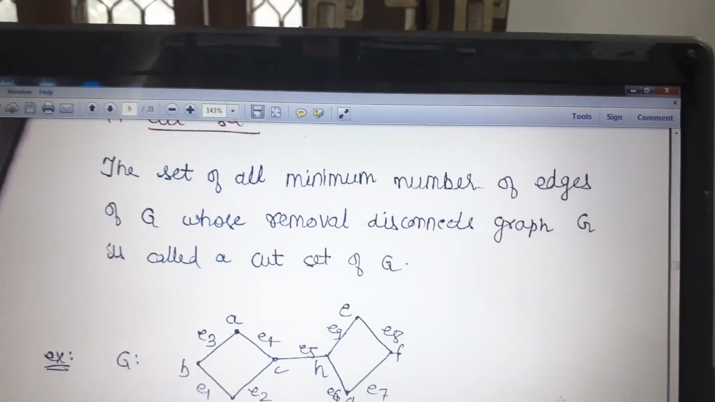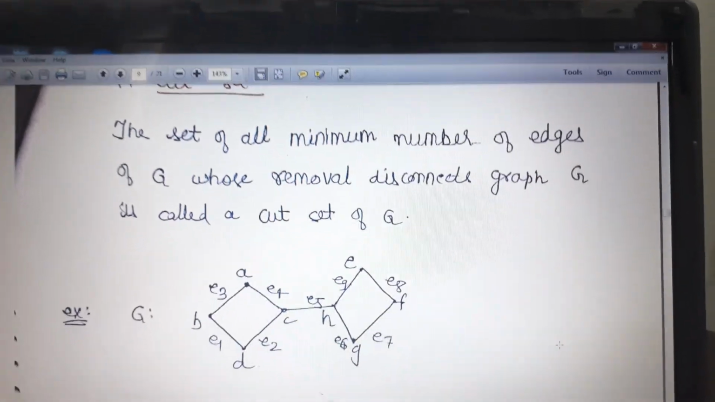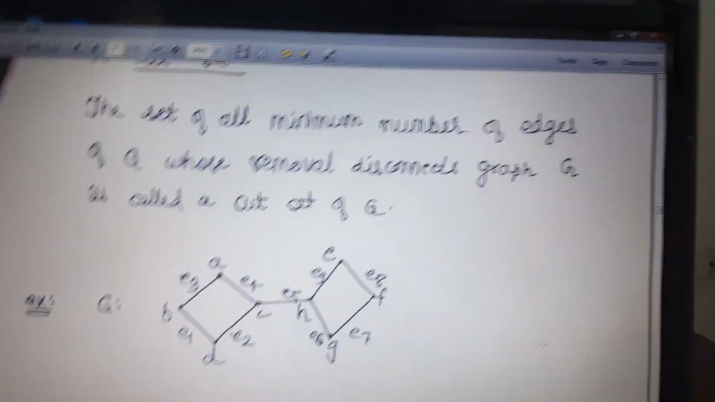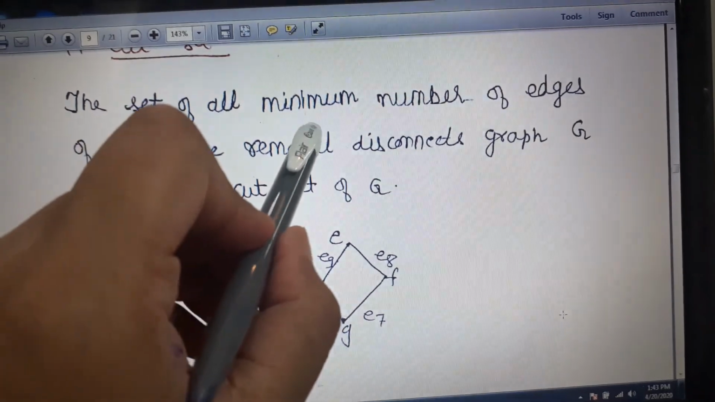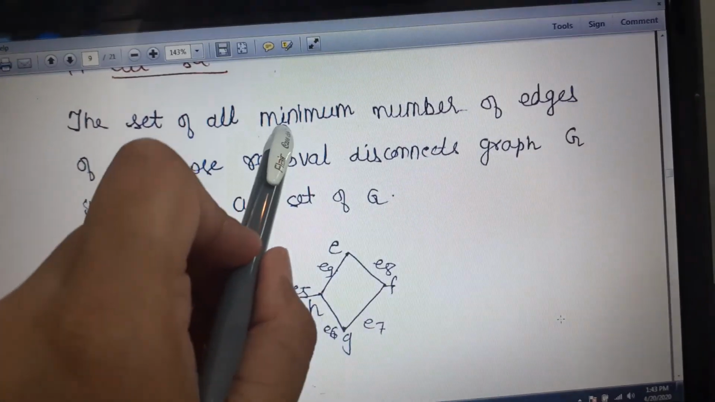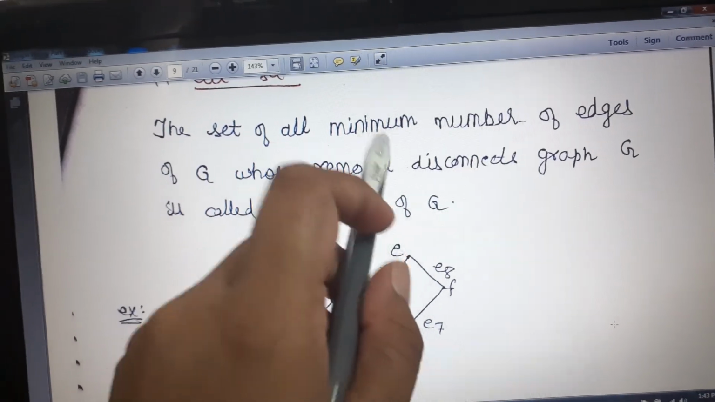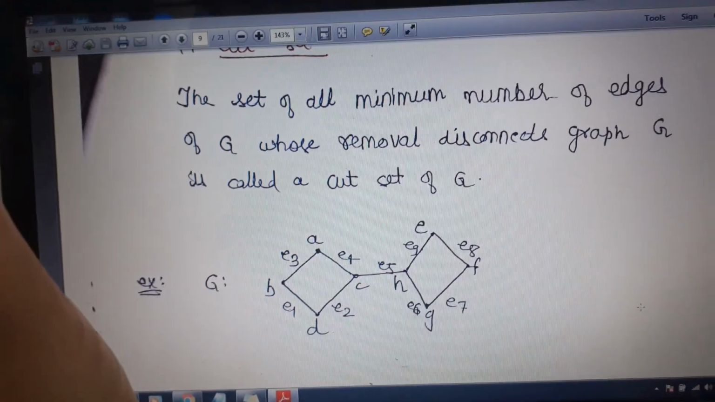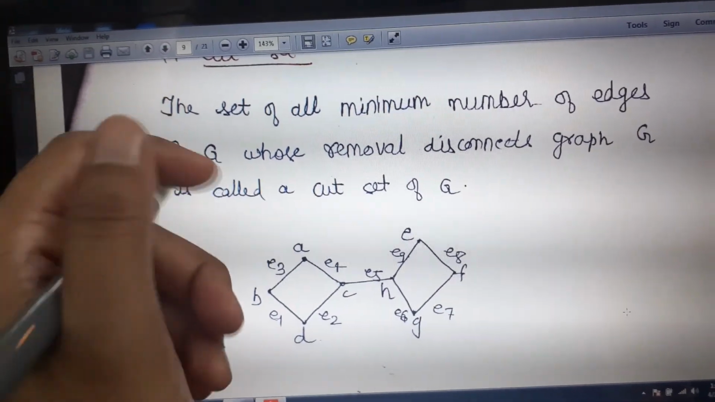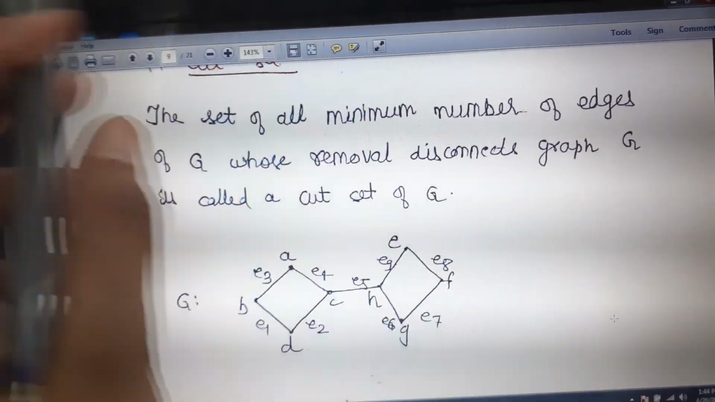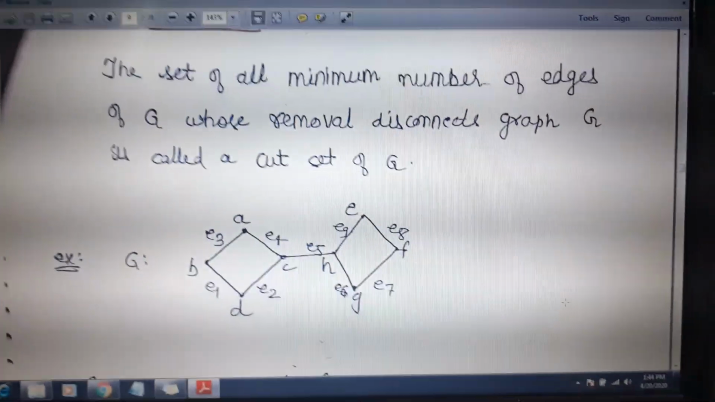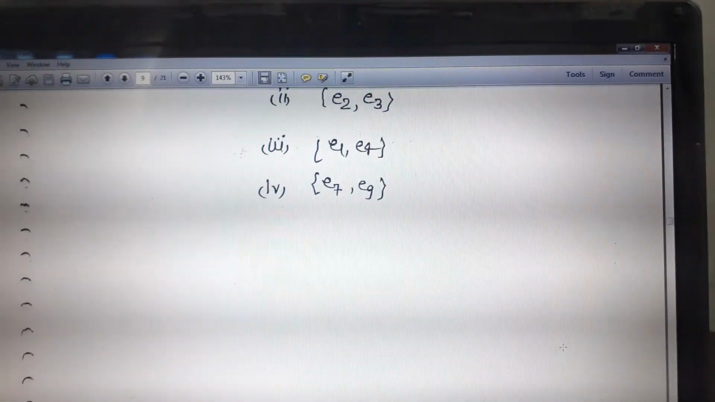Let's go back to the definition. It is a set of all minimum number of edges of G. Make sure you only have the minimum number of edges. You only add the edges which are required. Do not add the edges which are just there for presence. If they are necessary, include them, else remove them. Whose removal disconnects the graph is called a cut set. So these are the examples of cut set.